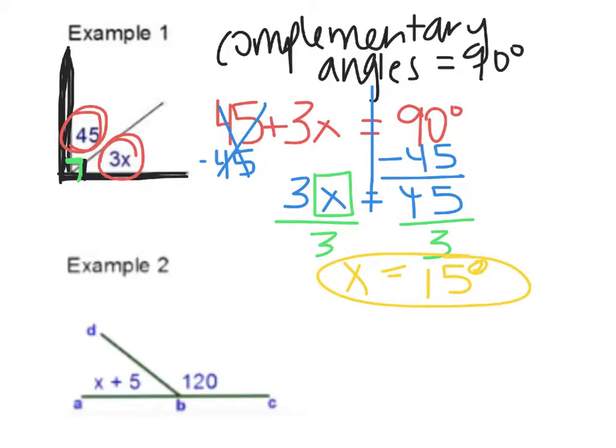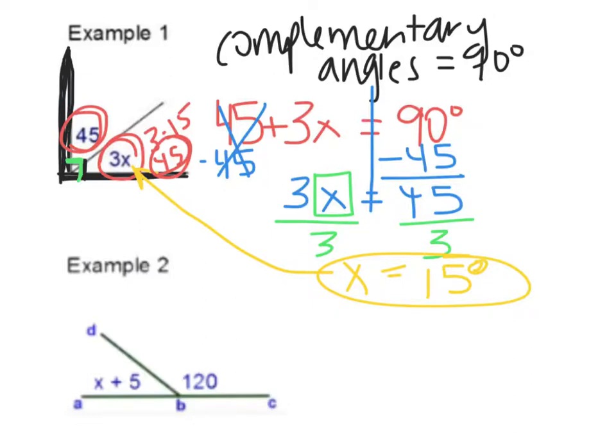Now that I know that x is equal to 15 degrees, I can take that information and substitute. So I can do 3x, or 3 times 15. And that tells me that this angle, the missing angle, is also equal to 45 degrees.